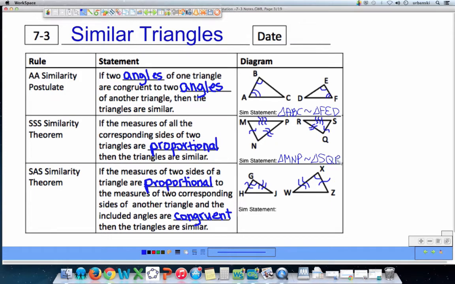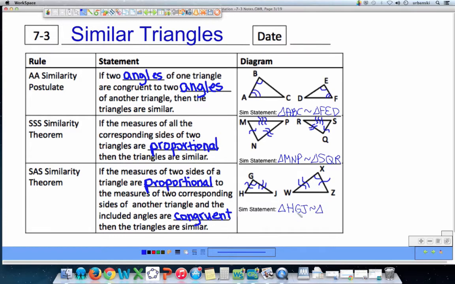So you want to make it a side QR. So this time you're doing sides. MN was matching with SQ, and NP was matching with QR, and NP goes with SR. And for the last one, you have to still be able to turn it into a similarity statement. Triangle HGJ in any order for the first one is similar to, now we have to make these match.